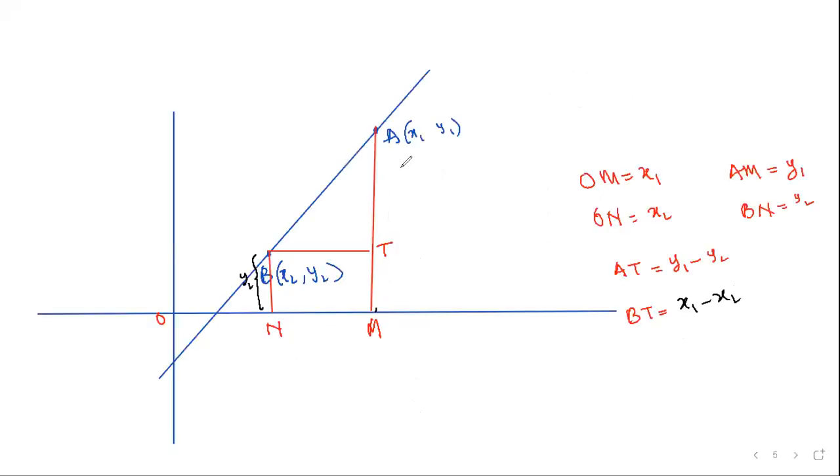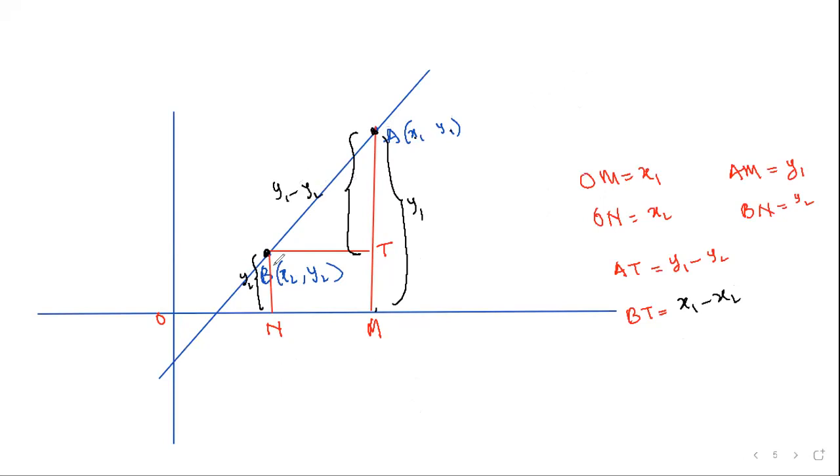Now let's have a look. This coordinate is (x1, y1). So this height will be y1, correct? Yes, sir. This point is (x2, y2). So this height will be y2. So how much will be BAT? Actually, this height minus this height. So y1 minus y2. Agreed?